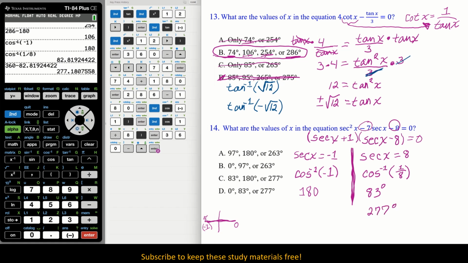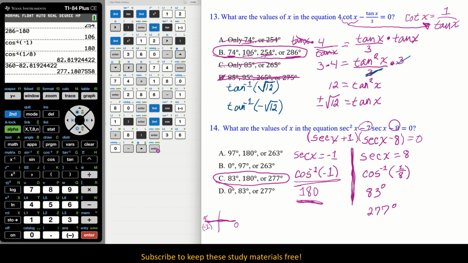Okay. Because of the uniqueness of this value for the inverse cosine of negative 1, that's the only value in that situation that's related to it. So we only have 3 values, and that gives us option C. Okay, let's go on to number 15.